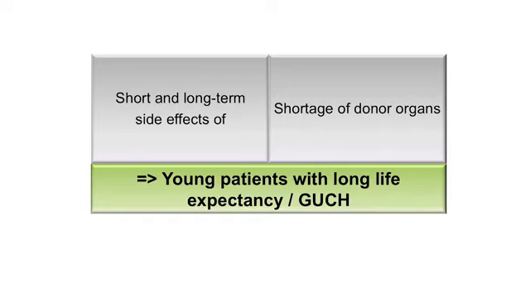Because these immunosuppressive drugs have short and long-term side effects, and there's a shortage of donor organs, only younger patients with a longer life expectancy, especially patients with grown-up congenital heart disease, were considered for transplantation.